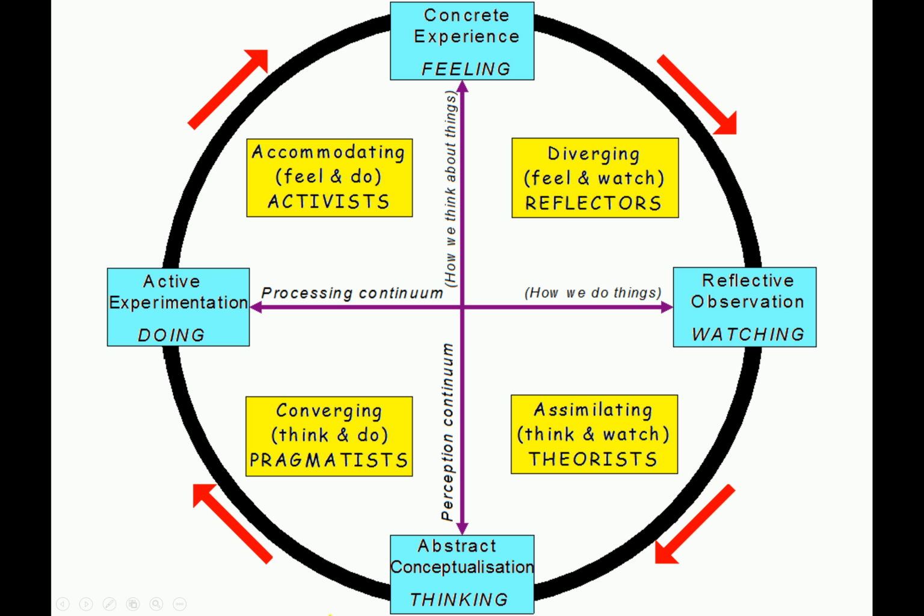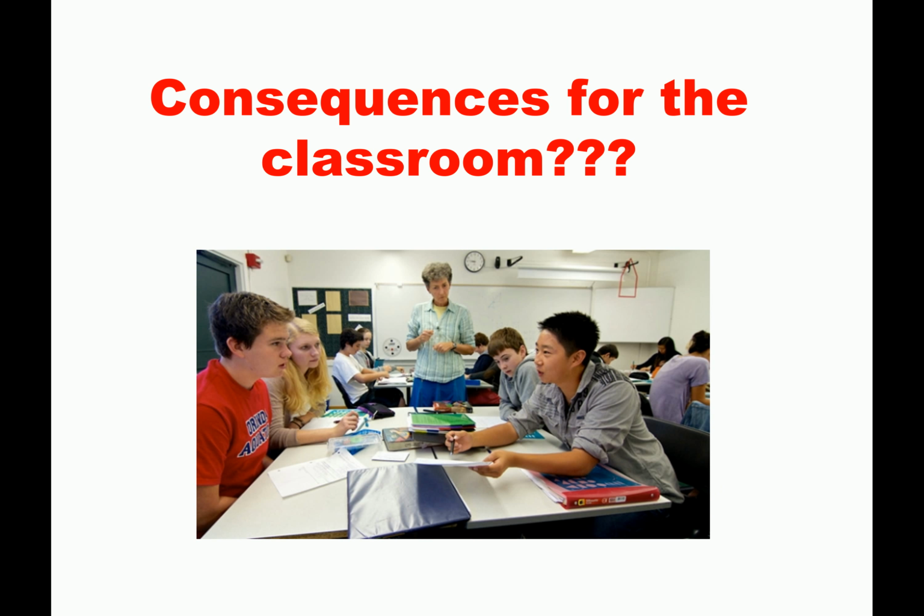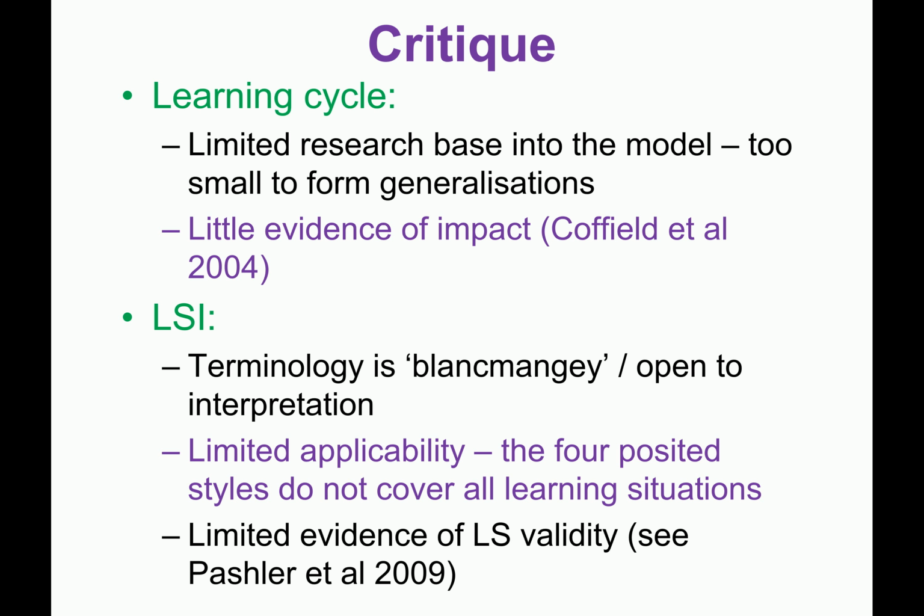We want to develop students as rounded individuals, so we need to help them become not just better reflectors, if that's what they prefer, but also theorists, pragmatists, and activists. So it's developing students in the round rather than just developing one preference. Is there anything else? Yeah, Pastor et al. Again, that overview of the evidence suggests there's little evidence of the validity of the learning styles inventory.